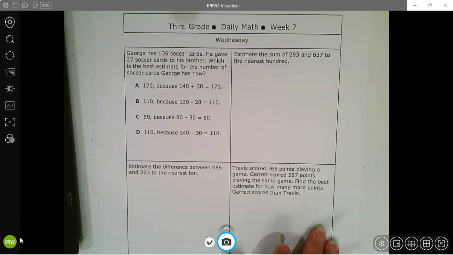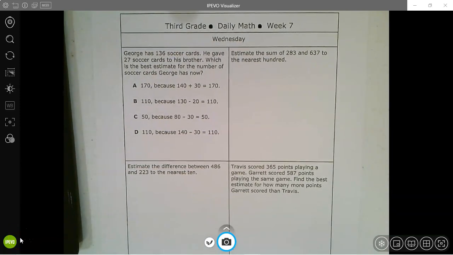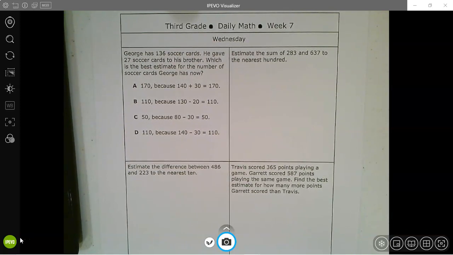Okay, guys, so it is our daily math time, and it looks like today we're going to be looking at word problems and solving. Guys, it is very important that we understand not only how to solve the word problems, but what operation we are going to be doing. Are we going to be adding? Are we going to be subtracting, multiplying, dividing? So it's very important that we understand what the problem is asking us to do. Okay?